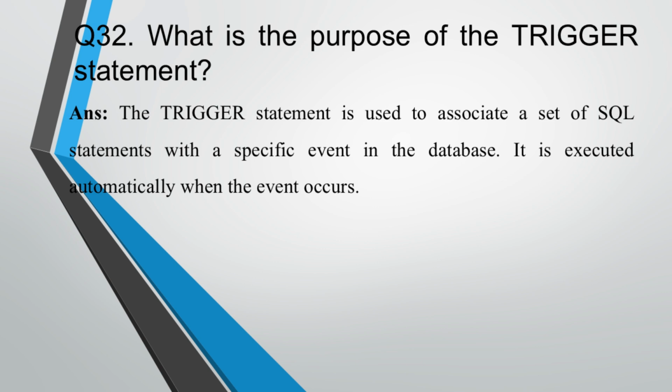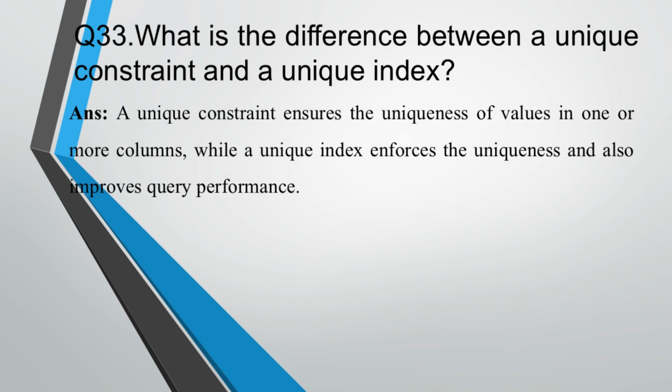The trigger statement is used to associate a set of SQL statements with a specific event in the database. It is executed automatically when the event occurs. What is the difference between a unique constraint and a unique index? A unique constraint ensures the uniqueness of values in one or more columns, while a unique index enforces the uniqueness and also improves query performance.